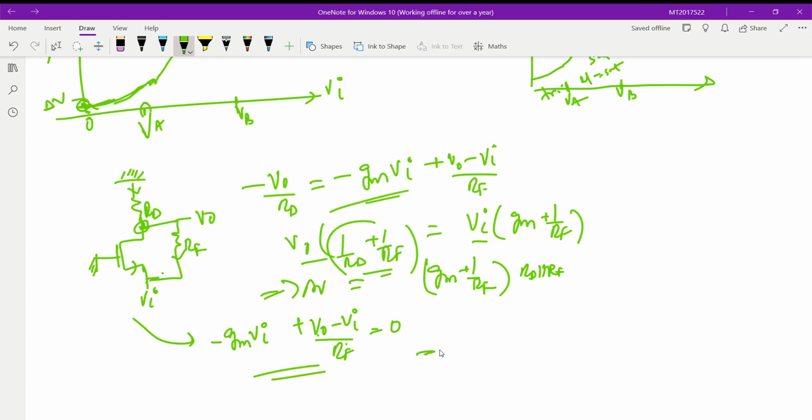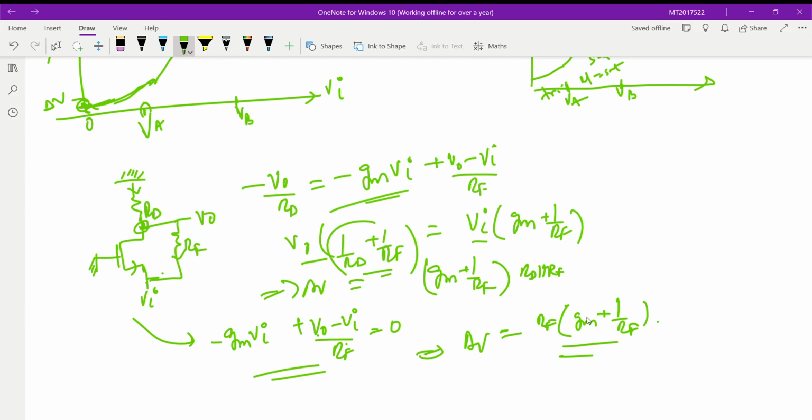So from this we get Av equal to Vout by Vi, right? So Av equal to RF times (gm plus 1 by RF), correct? So what's going wrong here?